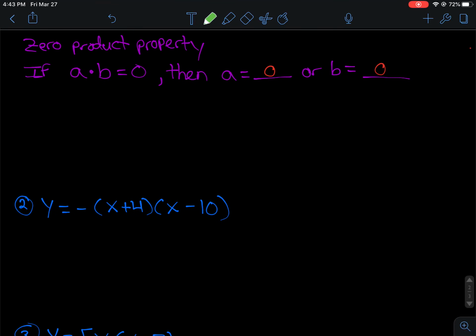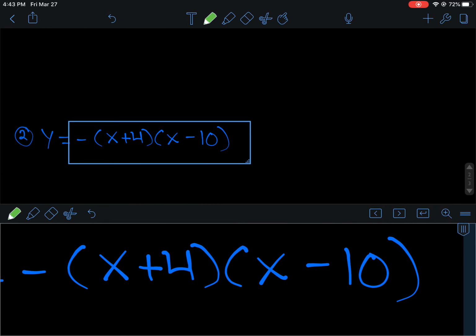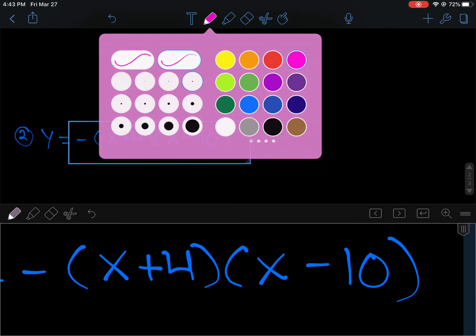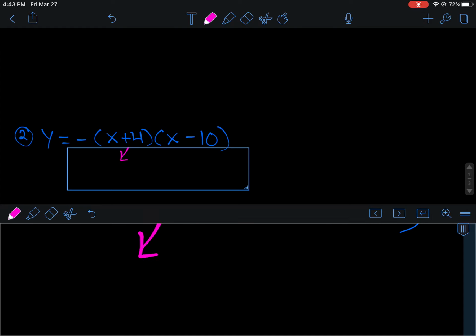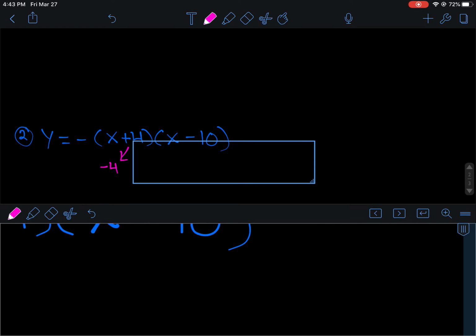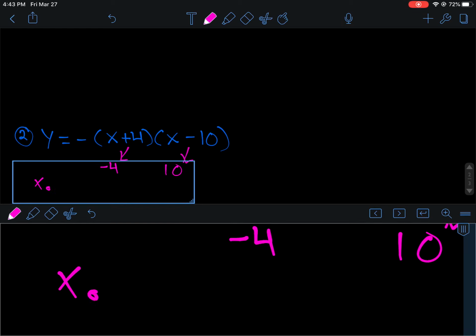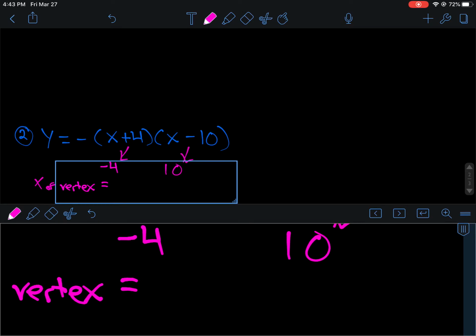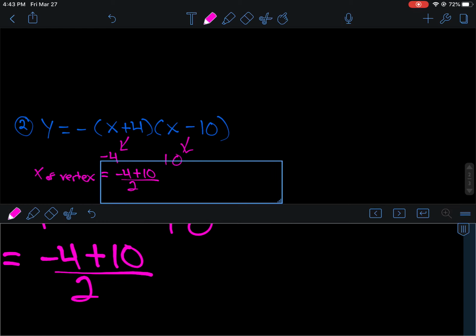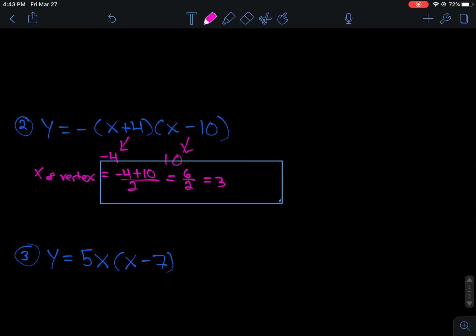So here we go. Let's say we have to find the vertex of this. It's very straightforward. You find the x-intercepts, which is just the opposite of these numbers. So it'll be -4 and 10. You do the opposites. And then find the x of the vertex. You add those numbers: -4 plus 10. And then you divide it by 2. In this case, it's 6 divided by 2, which is 3. So -4 plus 10 is 6, and 6 divided by 2 is 3. Again, if you want to plug it into your own calculator, you can.